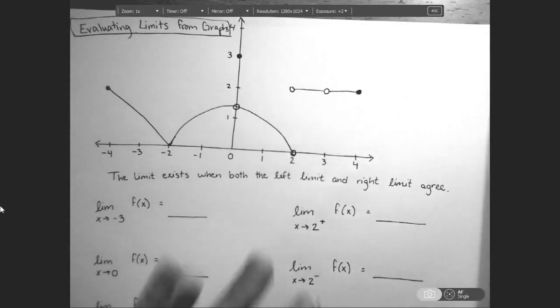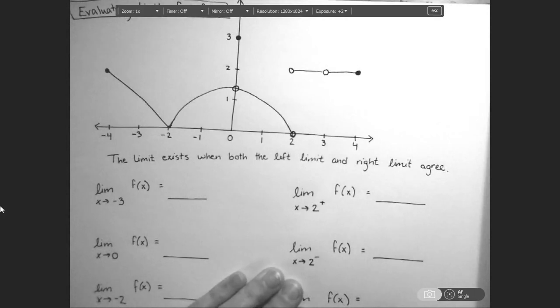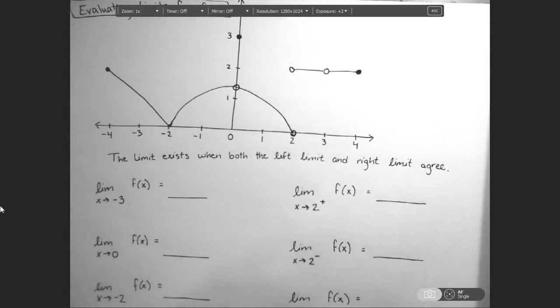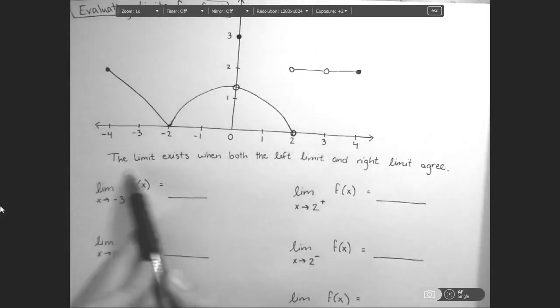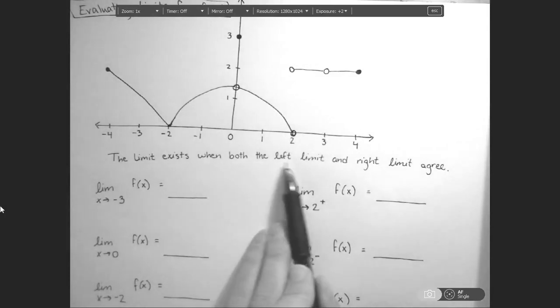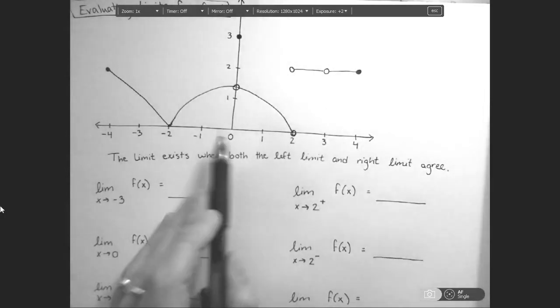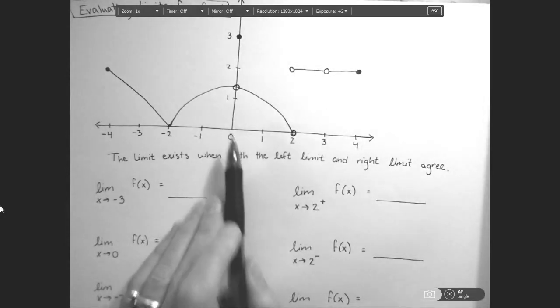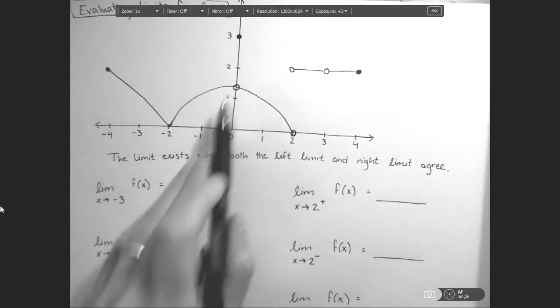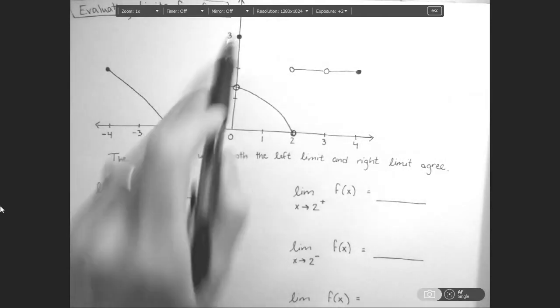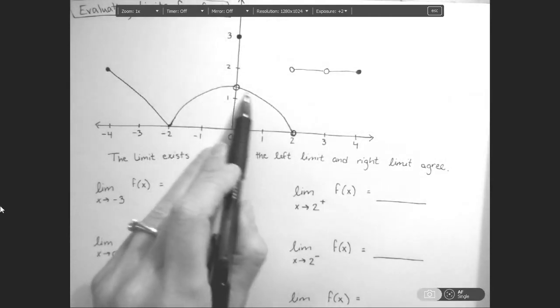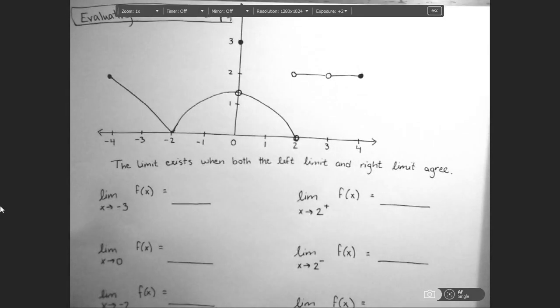So what we're going to look at is just using this graph, we want to find the limit at various places, both the right and the left-hand limits. And something that we're going to keep in mind is that the limit exists when both the left and the right limit agree, and it doesn't matter what's going on right at that point. So right at x equals 0, it doesn't matter that the function is way up here. We only want to know what's happening with the right and the left. So let's take a look.